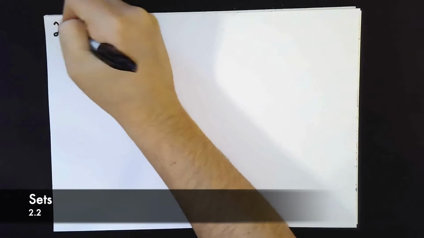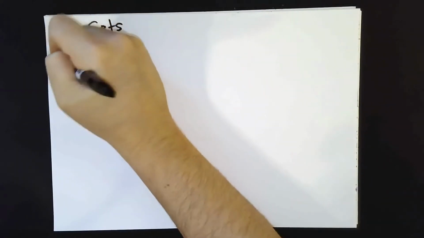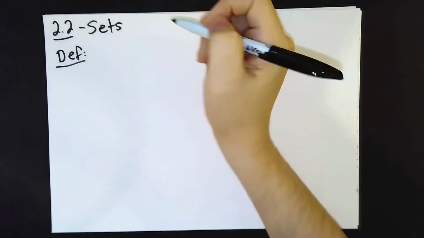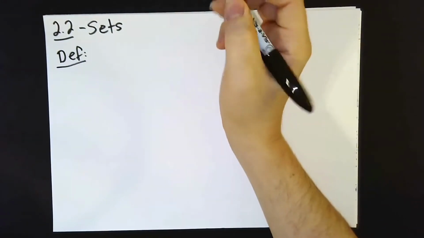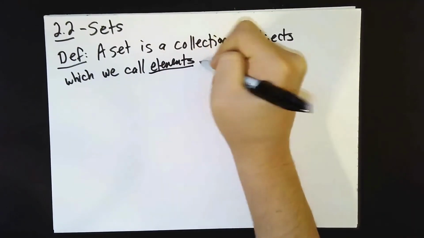Today we're going to be talking about sets. So, roughly speaking, a set is just a collection of some stuff. But to write down a definition that sounds like a math definition, I'll say that a set is a collection of objects which we call elements.